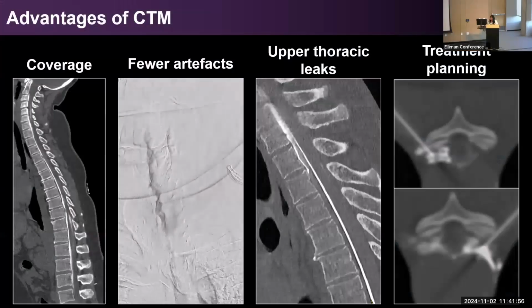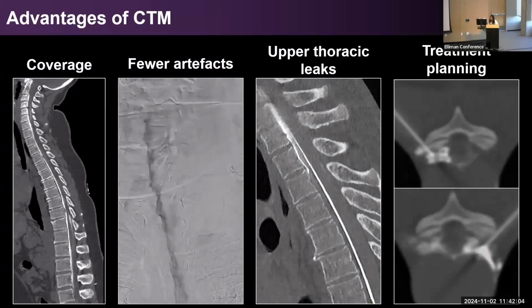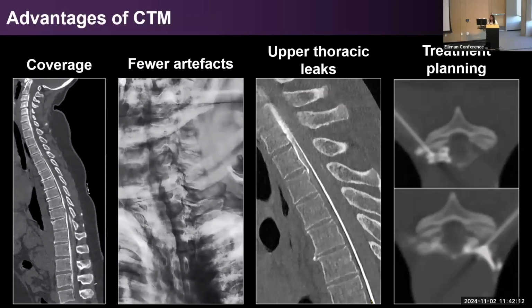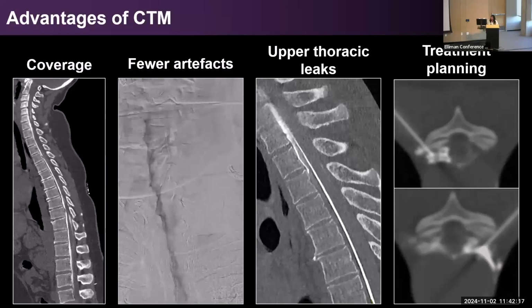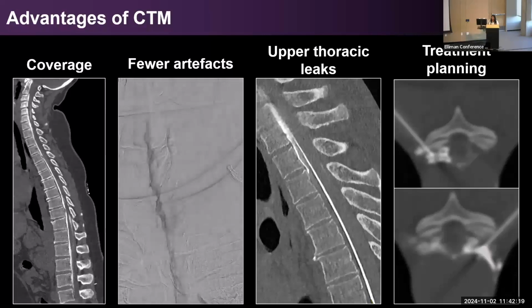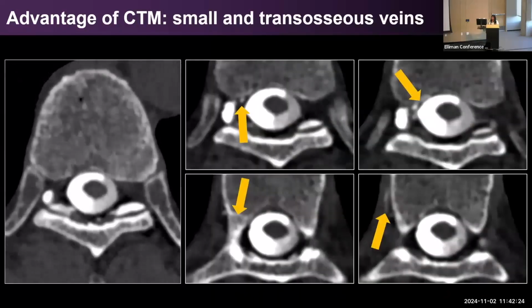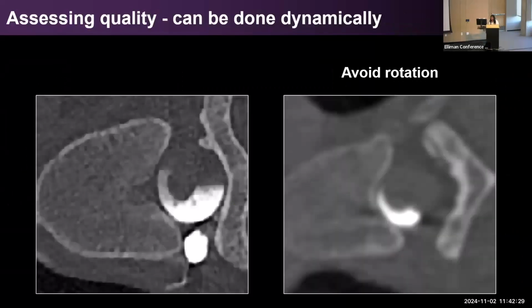So finally, I love CT myelography. I think it's one of the best techniques, and there are several reasons why. We can scan pretty much all of the spine, and often I will move up or down the contrast bolus in real time to look at the whole spine. It's less prone to artifact, and I think it's really good for leaks in the upper thoracic spine. And the cross-sectional anatomy of the CTM enables you to treatment plan. And importantly for me, I think that these really small CSF venous fistulas, you can only see them with CT myelography. And you can assess the quality of your myelogram dynamically.